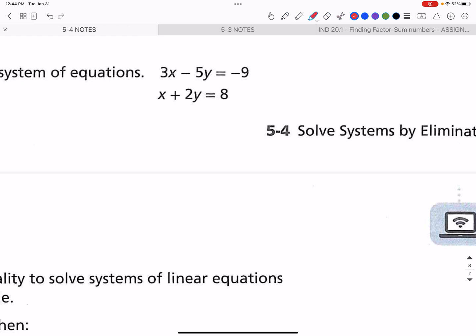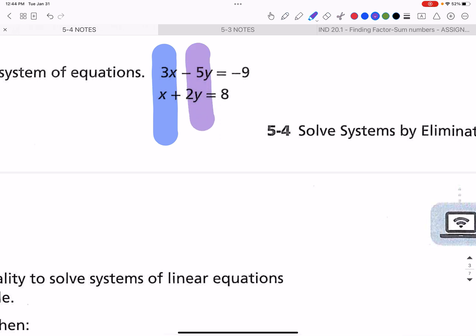So the first thing we do is we look at our columns. We've got our x column, we've got our y column, and we have our number column, all right? Now, as it stands right now, the x's, you've got a 3x and a 1x. They don't eliminate. You've got a negative 5y and a positive 2y. They don't eliminate. So I've got to force something to eliminate. So I need to use my knowledge of multiplication, and I need to multiply either the x or the y by whatever it takes to make it or force it to eliminate.